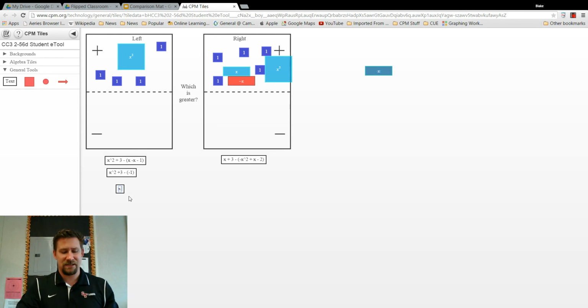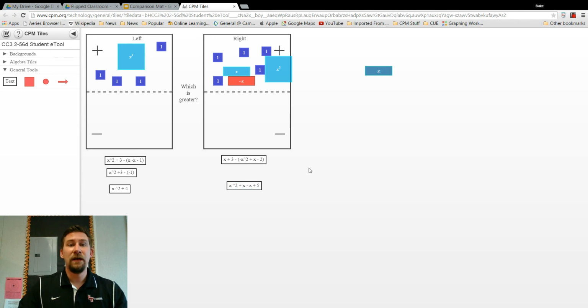I have an x squared plus 4 on this side, and then I have an x squared plus x minus x plus 1, 2, 3, 4, 5. So again, I'm just writing down what I have. Now again, I can go back and I can say, okay, do I have any zero pairs? Well, I do. I have a positive and negative x, which are a zero pair, so I can move those out of the way.